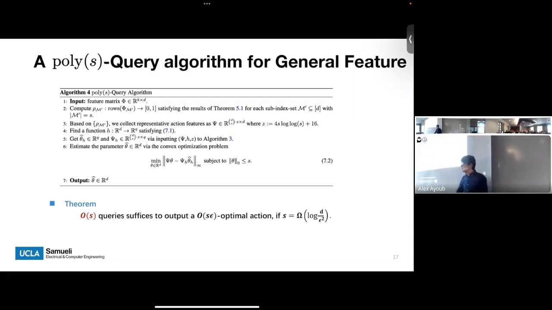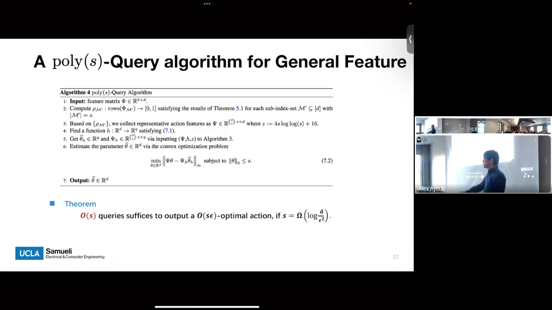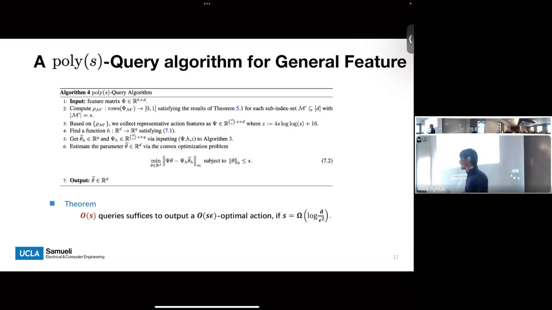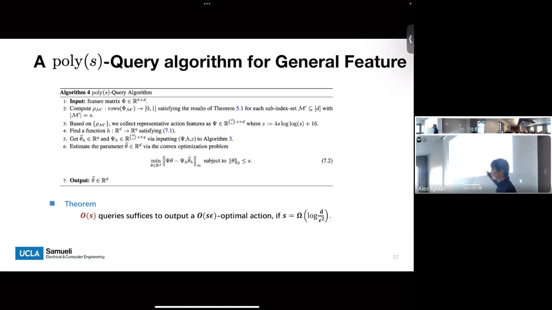Do you think it's necessary? Oh, actually, I don't think so, right? If S is small, then you just do the brute force search. Yeah, the brute force search is still quite efficient. It doesn't matter. Okay. Other questions?